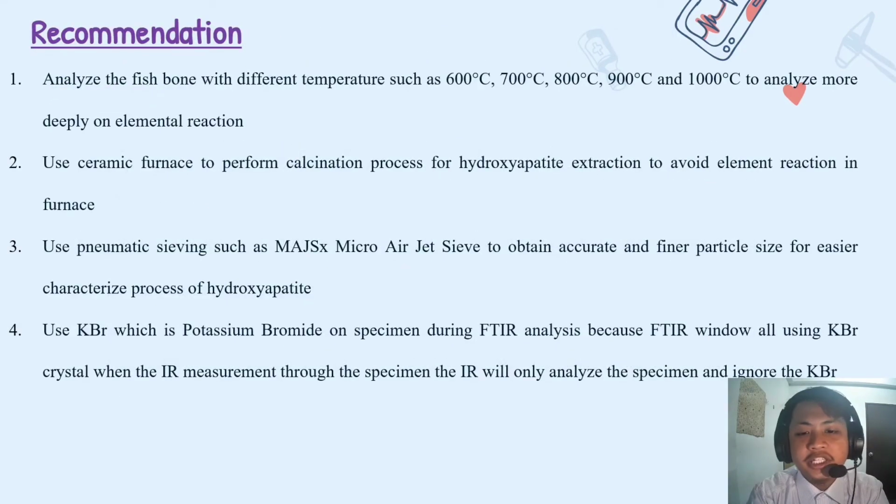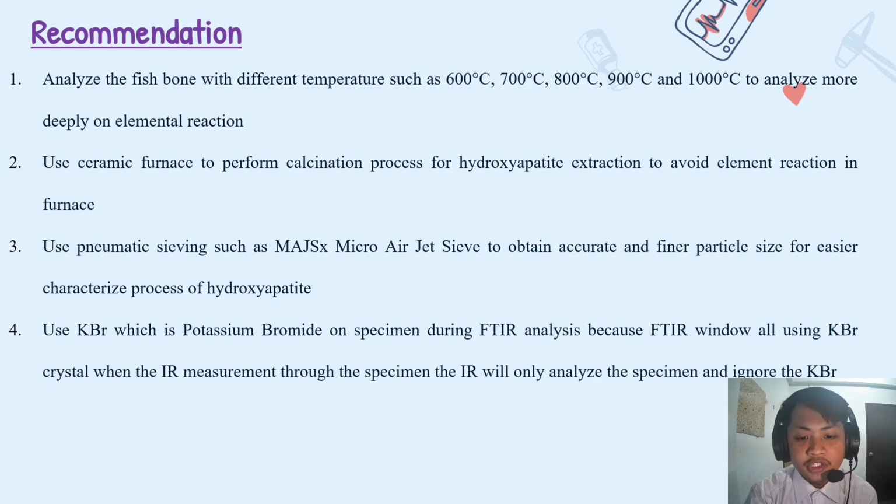For recommendation for this research, first, to analyze the fish bone with different temperatures such as 600 degrees Celsius, 700 degrees Celsius, 800 until 1000 degrees Celsius to analyze more deeply on elemental reaction. Second, use a ceramic furnace to perform the calcination process for hydroxyapatite extraction to avoid elemental reaction in the furnace.